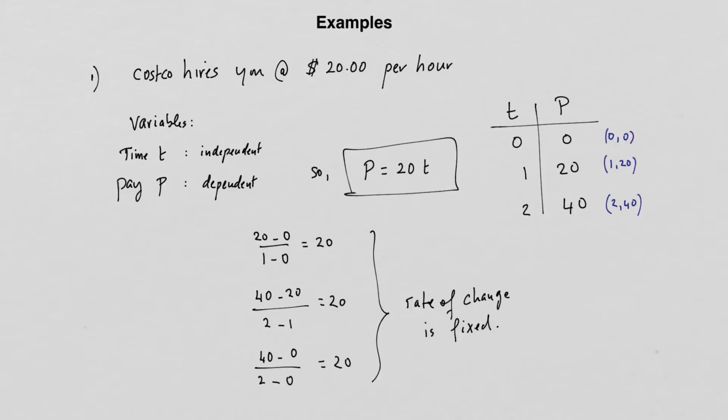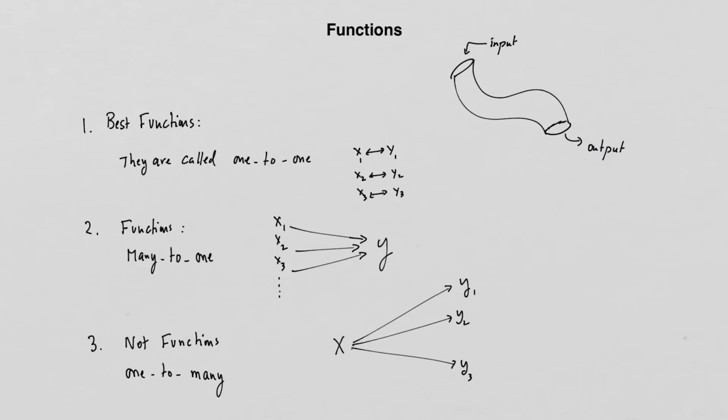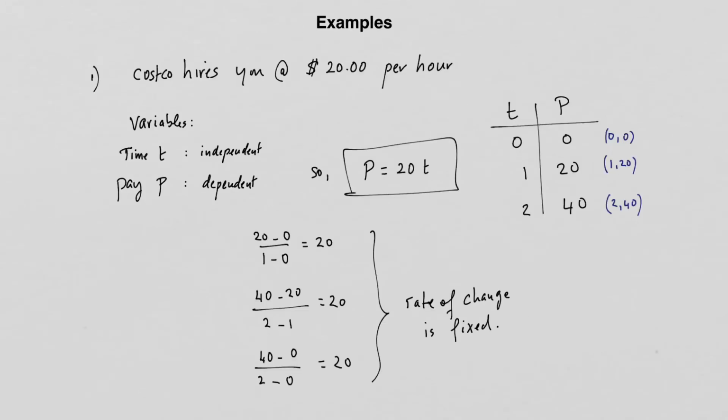And if I try the first point with the third point, I get 40 minus 0 over 2 minus 0, which is also 20. So the rate of change is fixed. Therefore, we agreed that this relationship is linear. Why? Because the rate of change is fixed. Now, a question for you. You may want to pause the video and ask yourself, does this relationship fall here or here or here? That's for you to answer, okay? So pause the video and think about it.